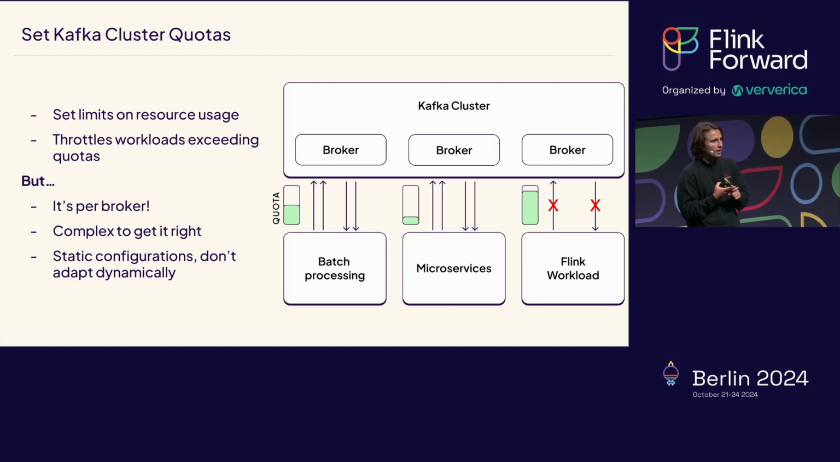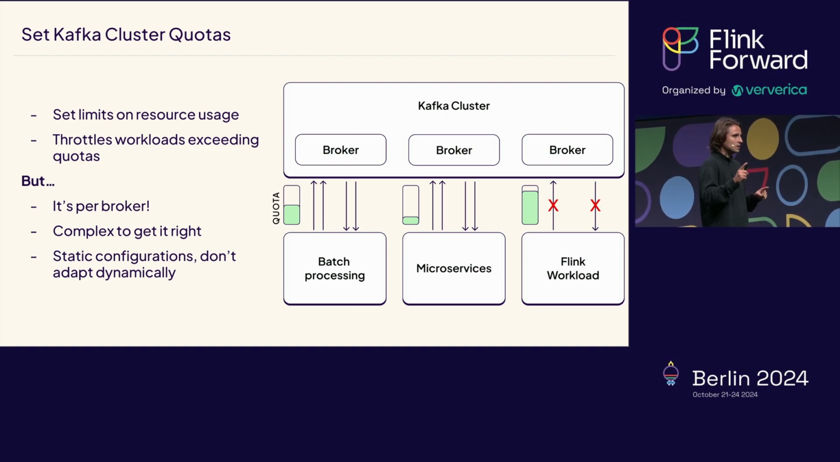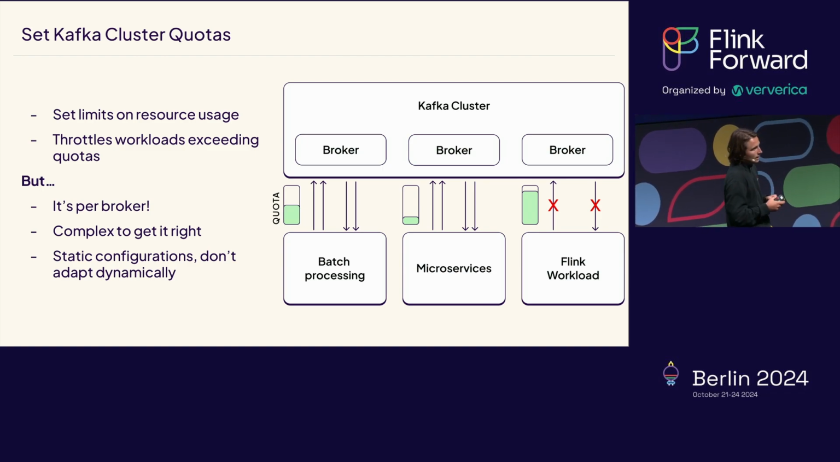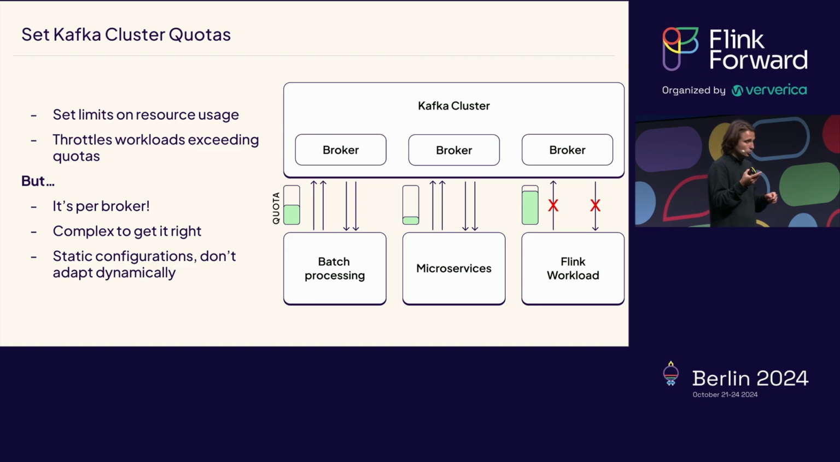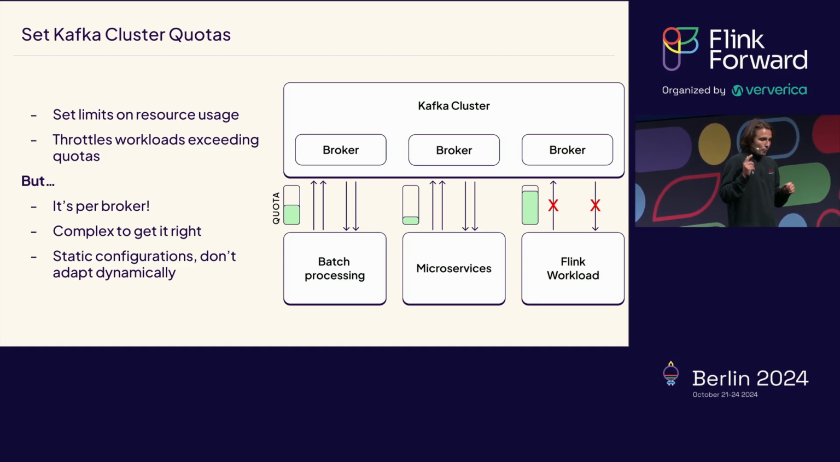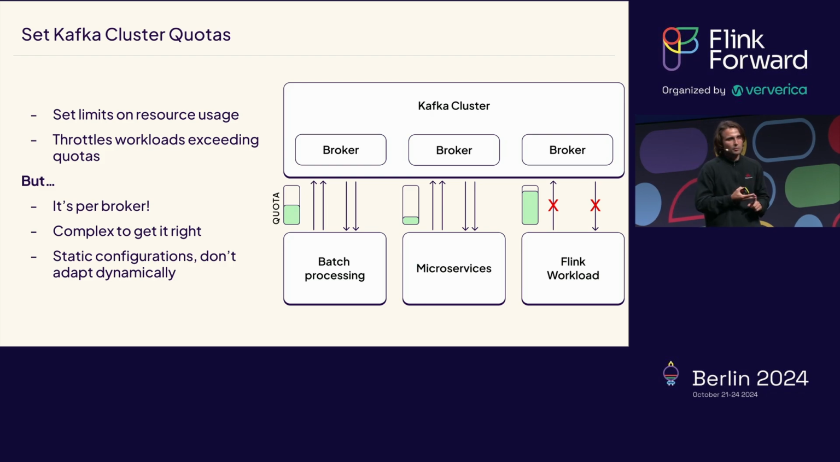There are two main quotas that you can set. One is the byte rate, like network throughput, that each of the workloads can consume. And the other one is the percentage of CPU threads, Java threads, that it can use. But there is always a but. It's not ideal. There are three main reasons why.